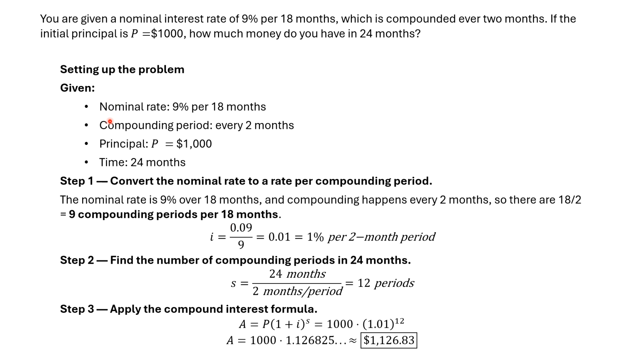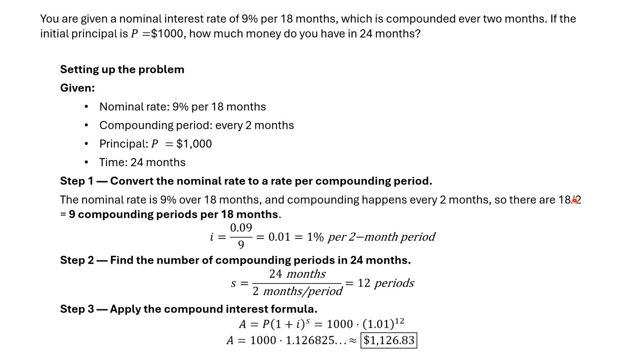So we're given nominal rate 9% per 18 months, but there's compounding every 2 months. The principal is $1,000, and the time interval that we're looking at is 24 months. So we want to know how much our $1,000 has grown over 24 months. So first step, we convert the nominal rate to a rate per compounding period. The nominal rate is 9% over 18 months, and the compounding happens every 2 months.